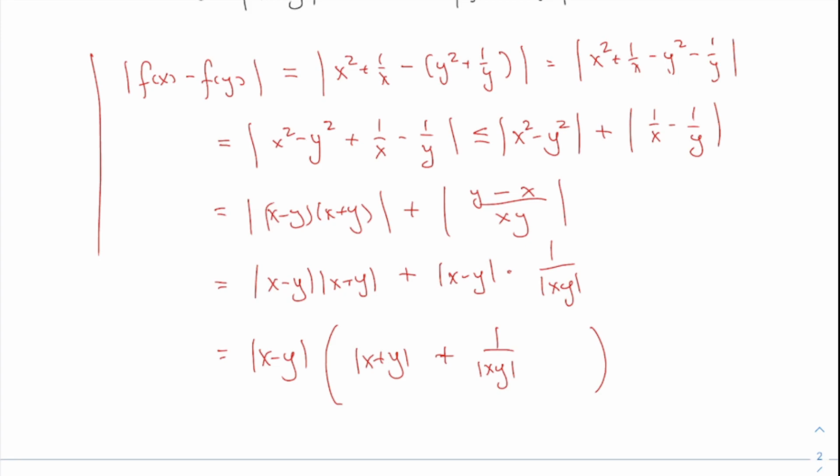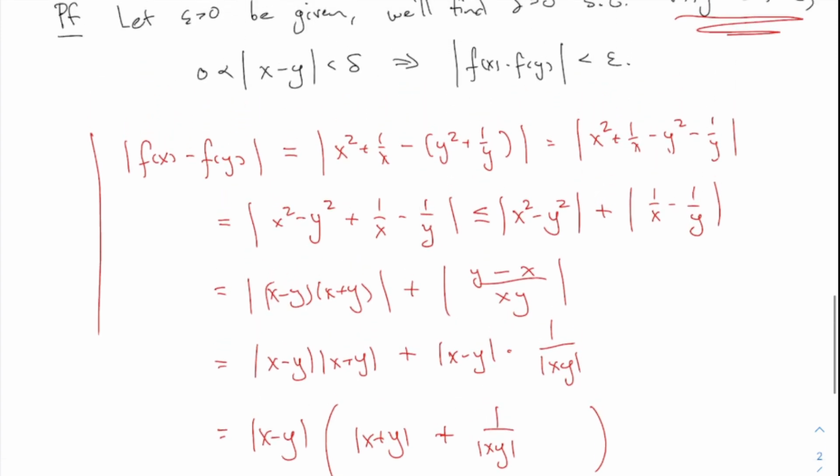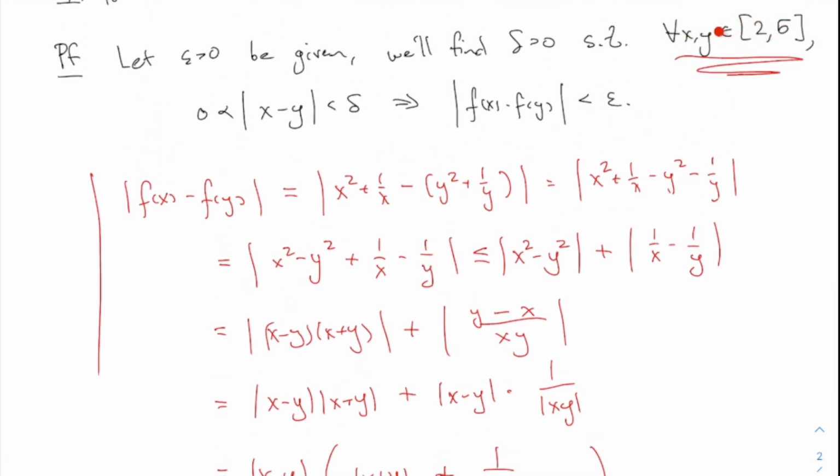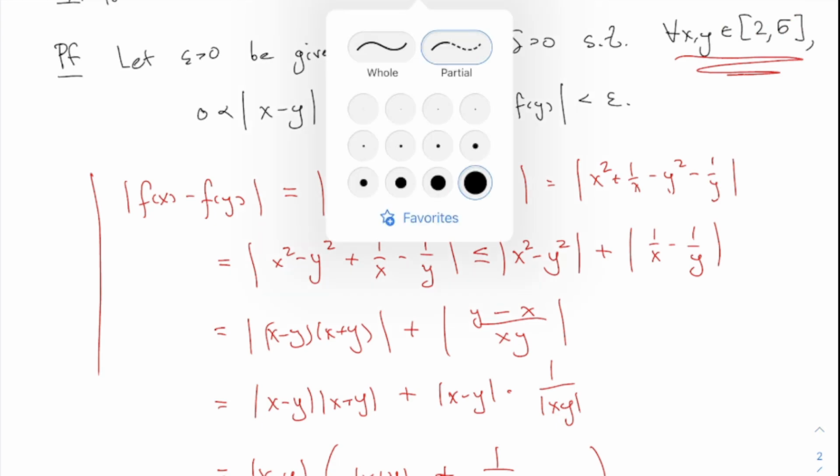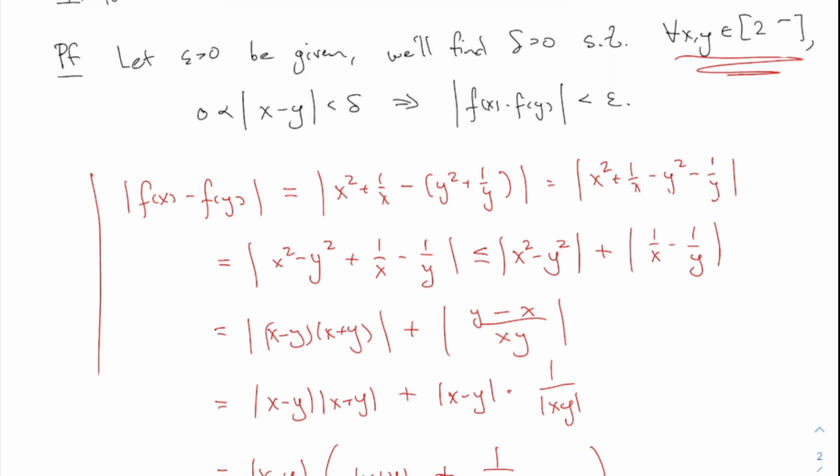Now the typical thing we would do is say that this part is bounded. Is this part less than 10 or something? Then I can say let delta be epsilon over 10 or something, whatever this is bounded by. And I think this part actually is bounded, because of this: x and y have to be between 2 and 5. That's a 5 right there.